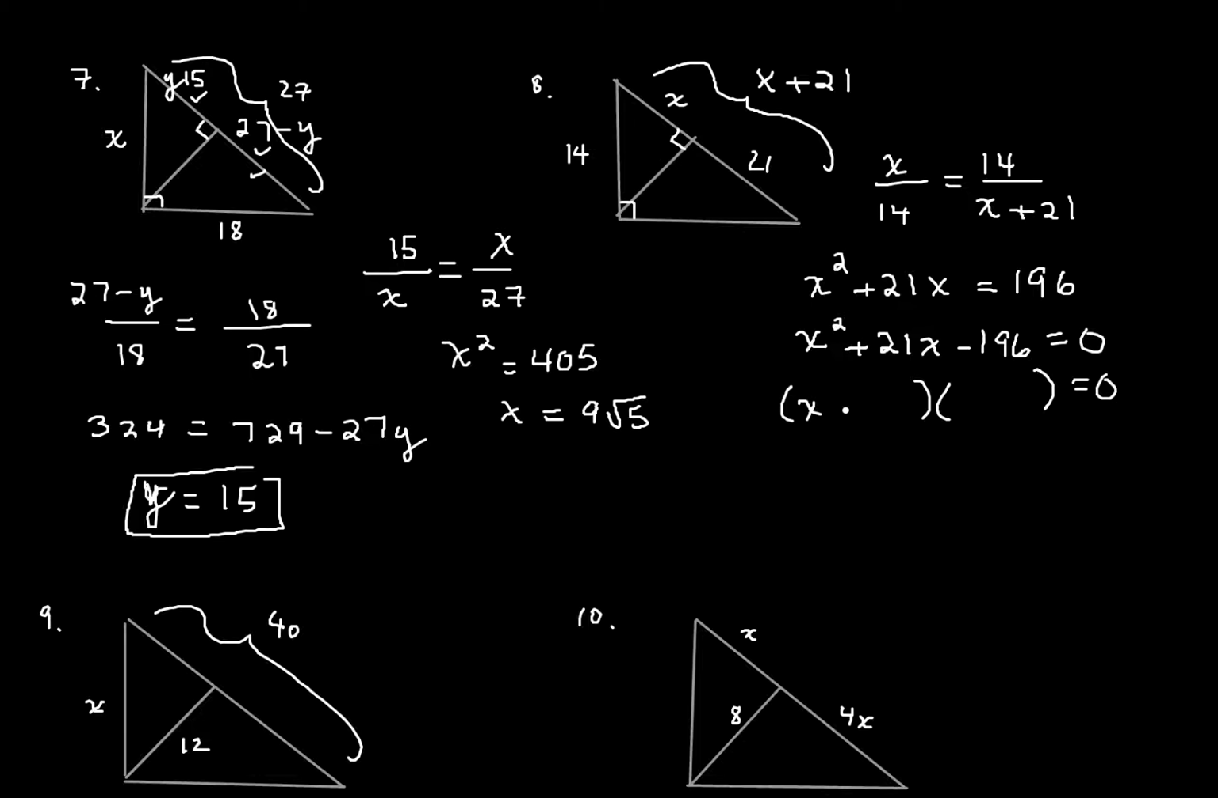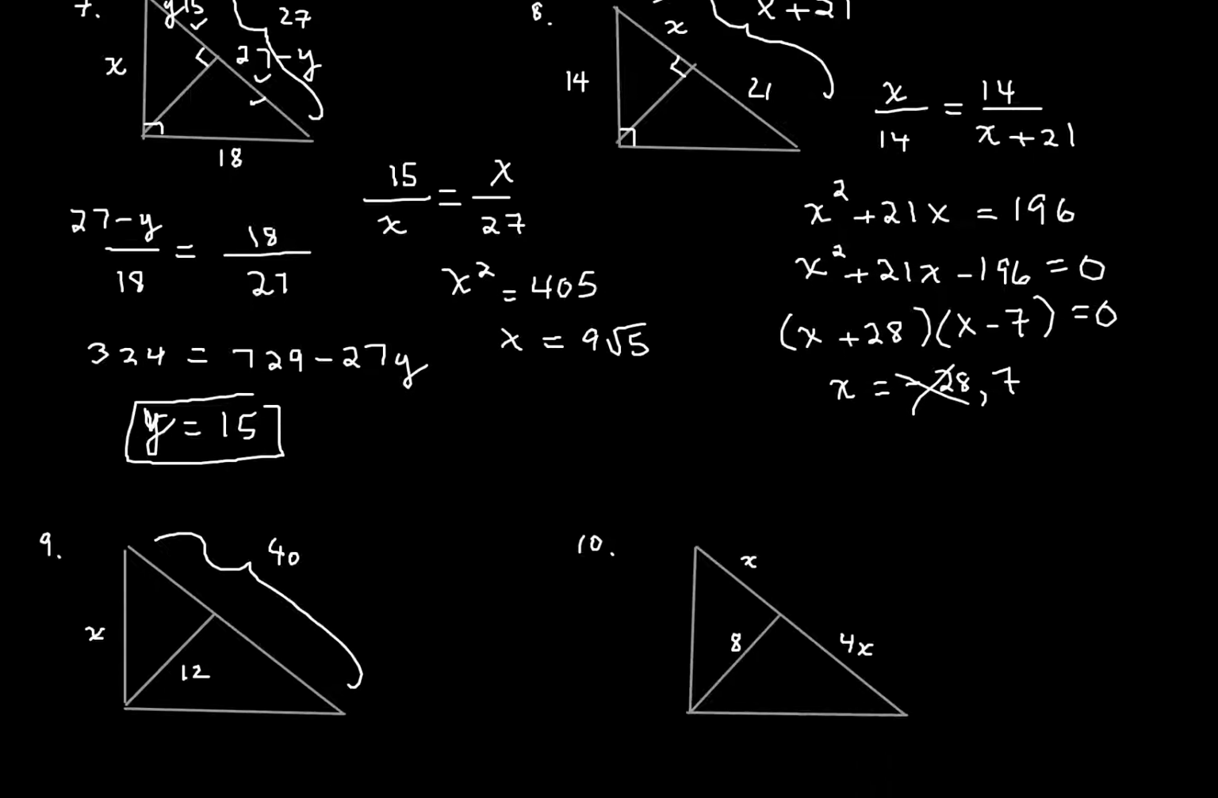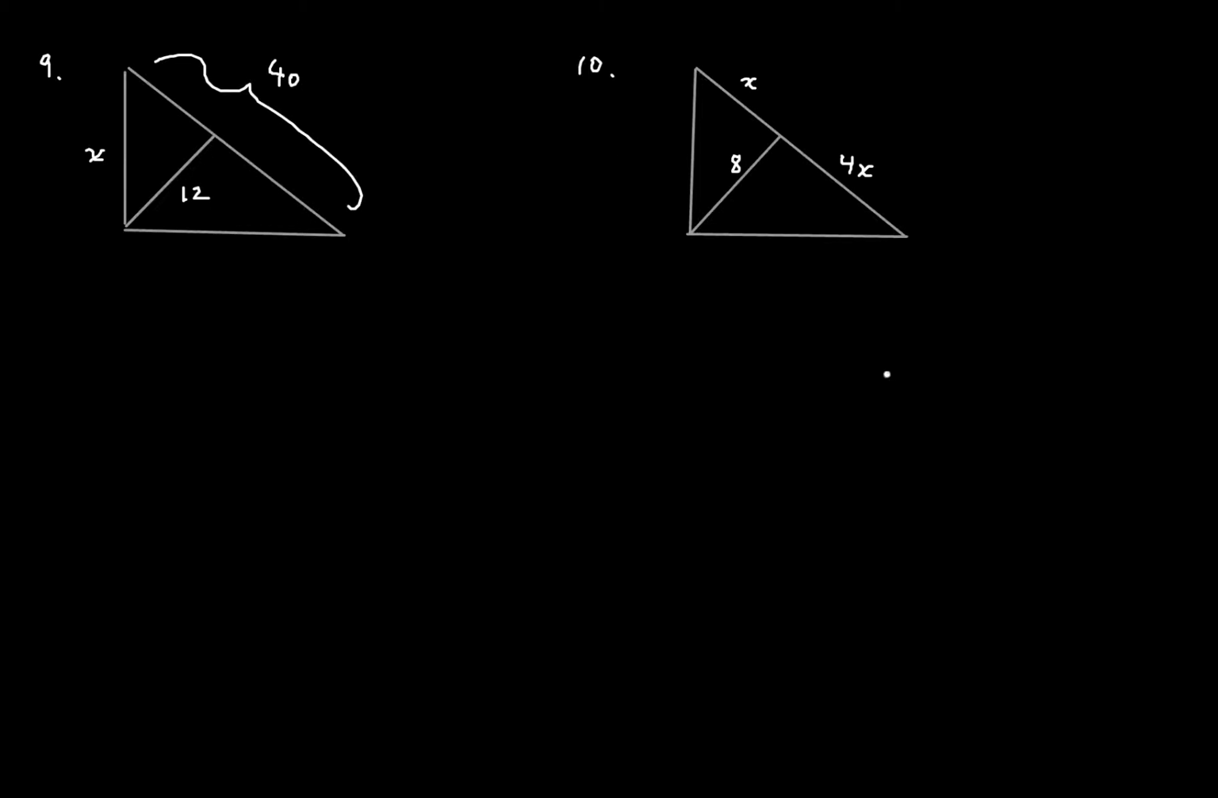The one that works is x plus 28, x minus 7, and so you're going to get x equals either negative 28 or 7. It can't be negative, so we cross that guy out. So x is going to equal 7. Number 9 is very similar in the way you solve it.